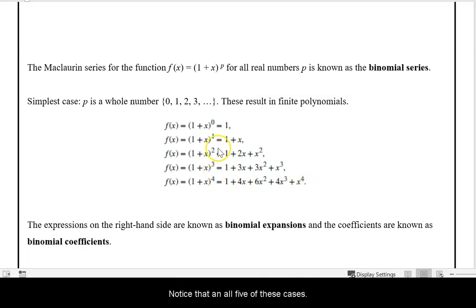Notice that in all 5 of these cases, the power on the binomial is a whole number, and we end up with a finite polynomial as the result. The results on the right, where they're fully multiplied out, are called the binomial expansions. The constants in front of each term, for example, in the expansion of 1 plus x to the 4th power, the coefficients 1, 4, 6, 4, and 1 are known as binomial coefficients.